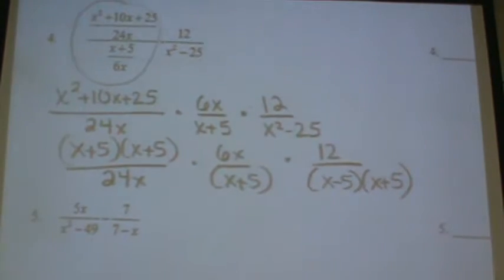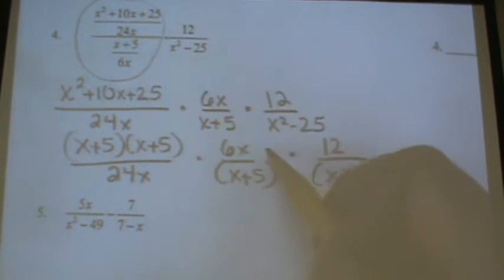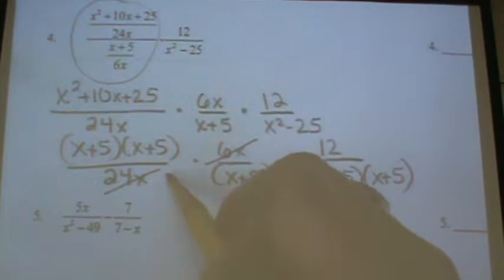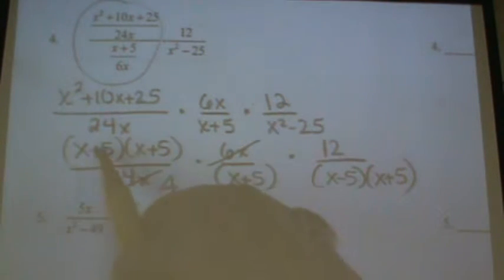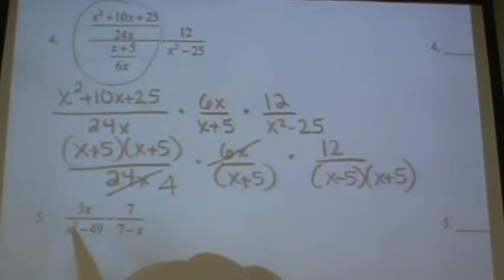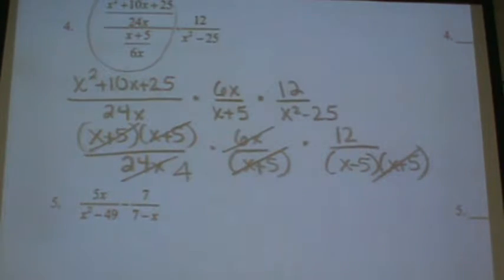Okay, what cancels now? 24x and 6x. Brett, what did you say? 6x and 24x. What do you get? 4. What else? All the x plus 5, both of these and these two. So these two cancel and these two cancel. Is there anything else?